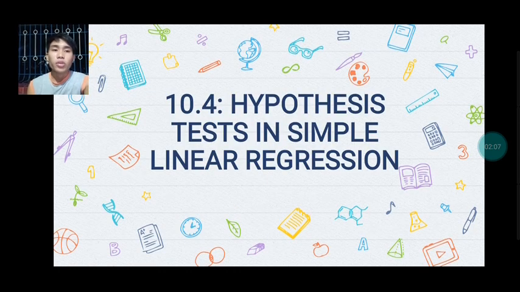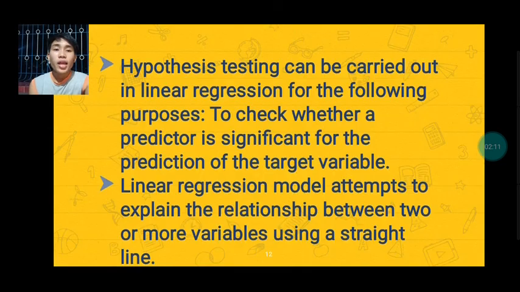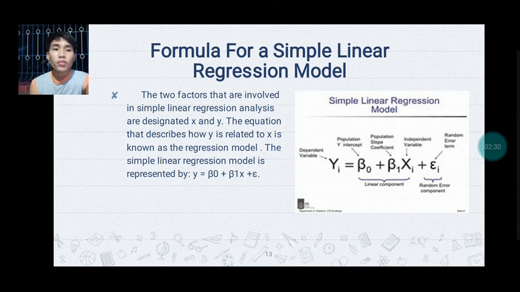10.4, hypothesis test in simple linear regression. Hypothesis testing can be carried out in linear regression for the following purposes: to check whether a predictor is significant for the prediction of the target variable. A linear regression model attempts to explain the relationship between two or more variables using a straight line. So, the formula for a simple linear regression model.